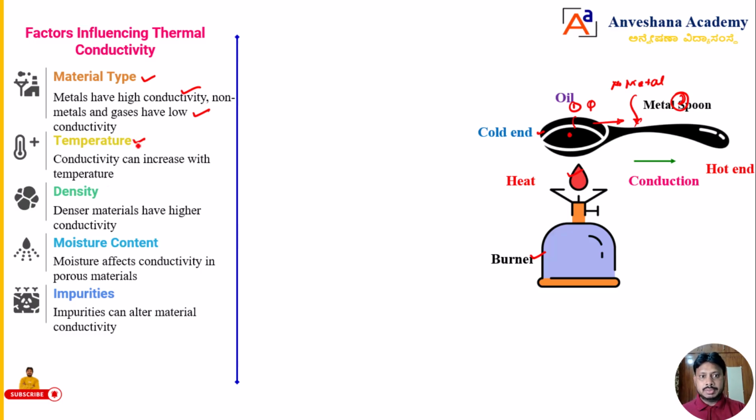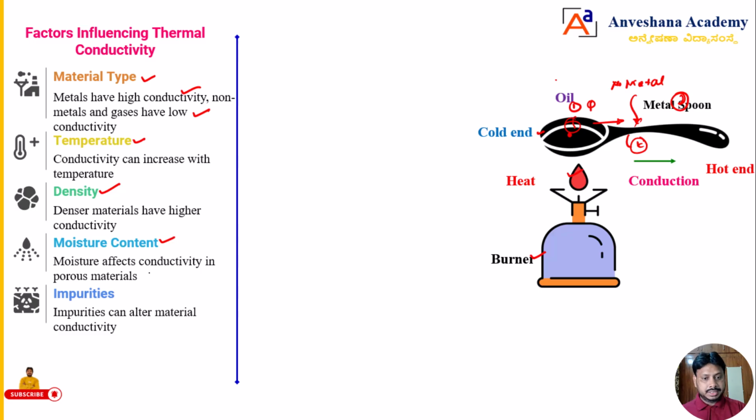Then temperature. The second influencing factor for thermal conductivity is temperature. If there is more temperature at this point, heat is going to transfer from this end to this end, right? If there is more heat transfer, then we get more thermal conductivity, and then we can achieve a higher rate of heat transfer. Next, density. Denser materials have more thermal conductivity, like copper, steel, cast iron. Compared to non-metals, they have high density, hence they can transfer more heat and have more thermal conductivity.